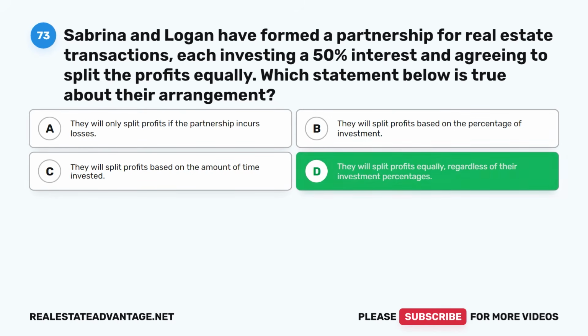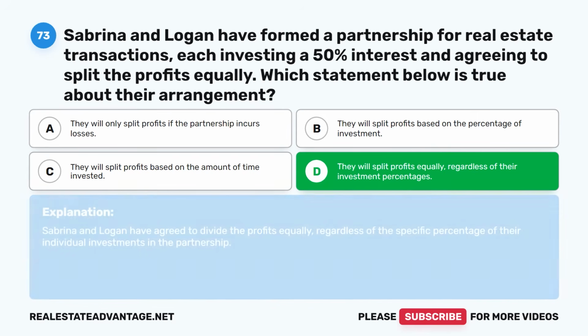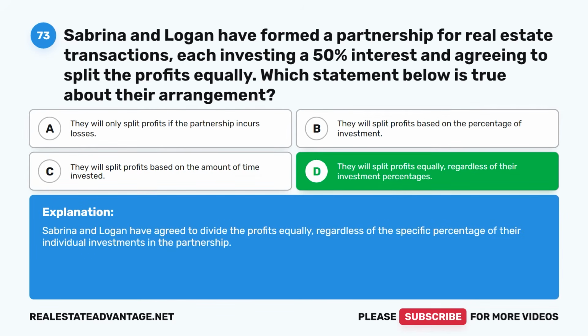The correct answer is D. They will split profits equally, regardless of their investment percentages. Sabrina and Logan have agreed to divide the profits equally, regardless of the specific percentage of their individual investments in the partnership.